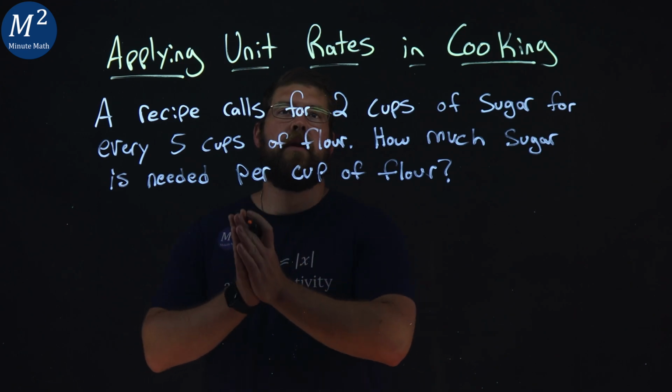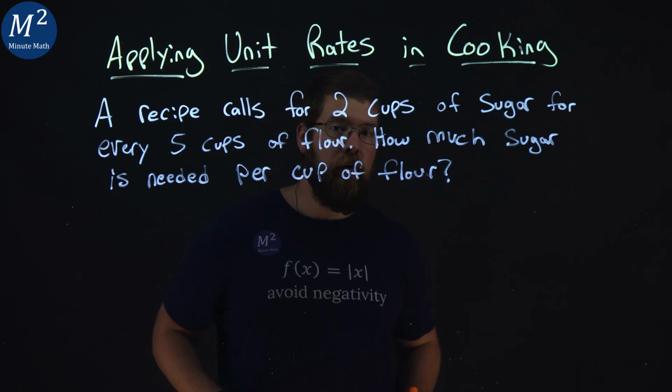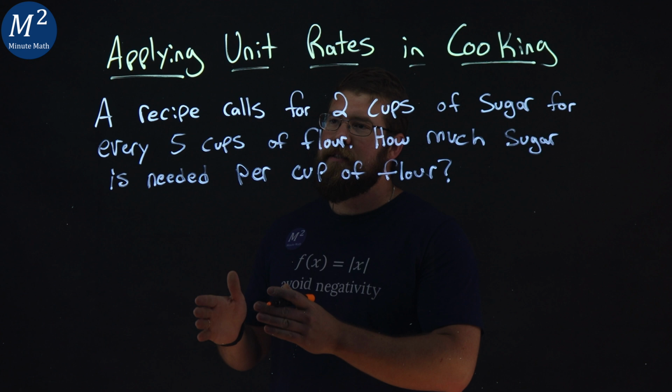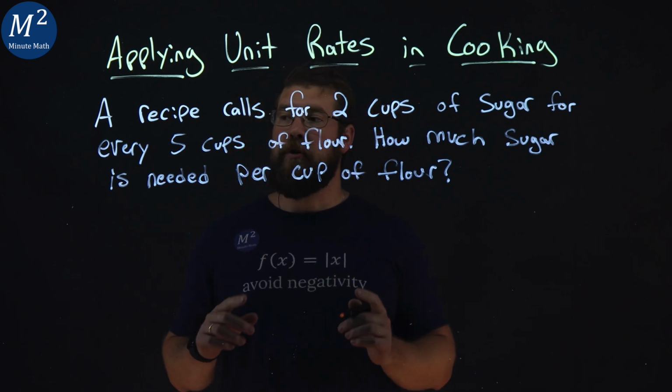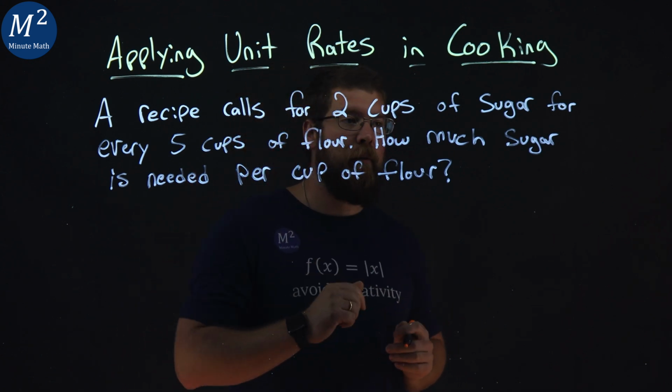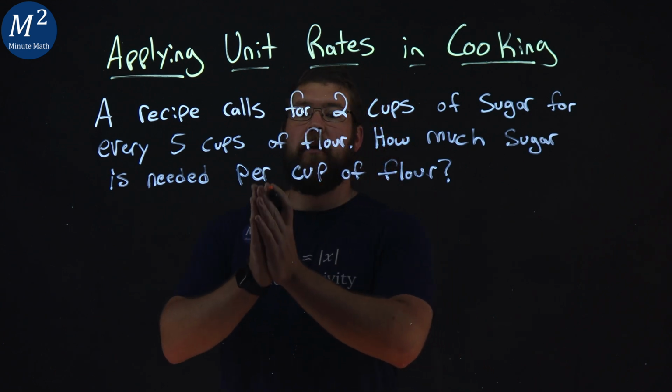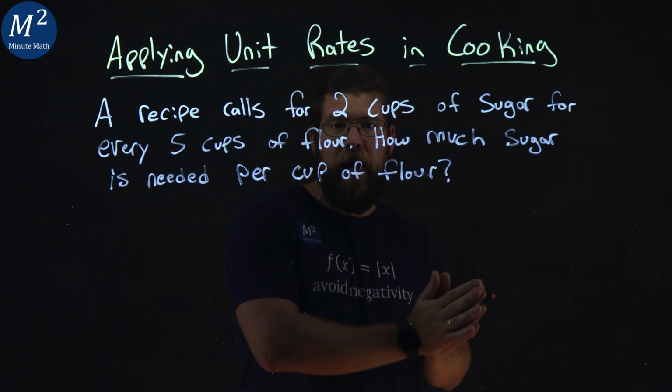Let's learn about applying unit rates in cooking. A recipe calls for 2 cups of sugar for every 5 cups of flour. How much sugar is needed per cup of flour?